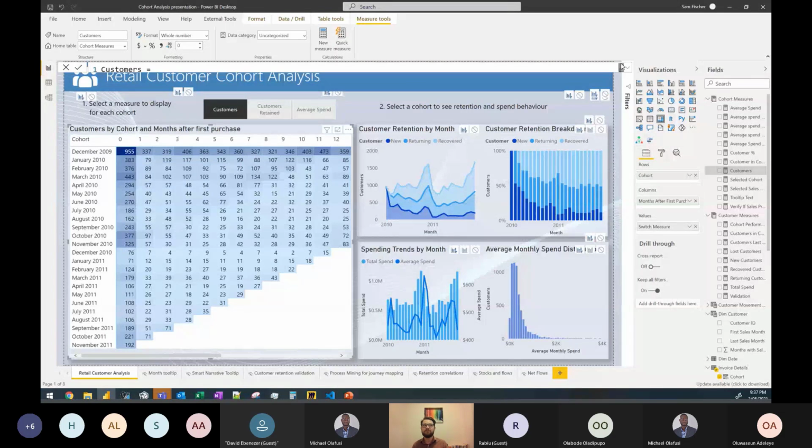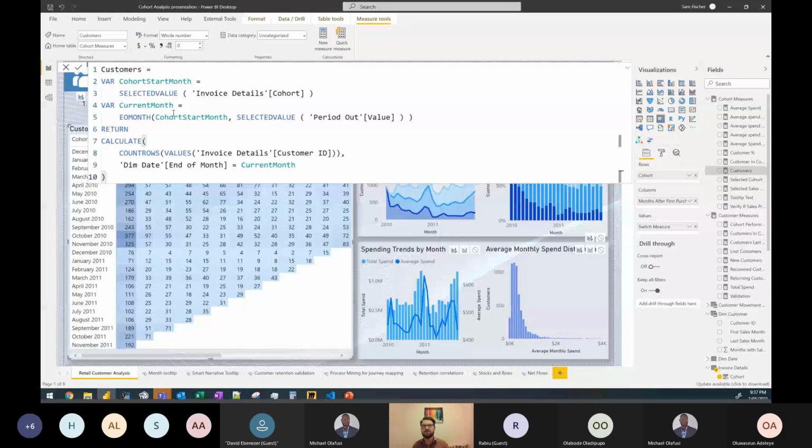So then in the main logic, we apply a CALCULATE statement to work out the distinct number of customers, which is what we do with this count rows of the values, which is just the unique list of customers. We work out the distinct count of our customers, and then we filter that in the fact table based on what the current month is.